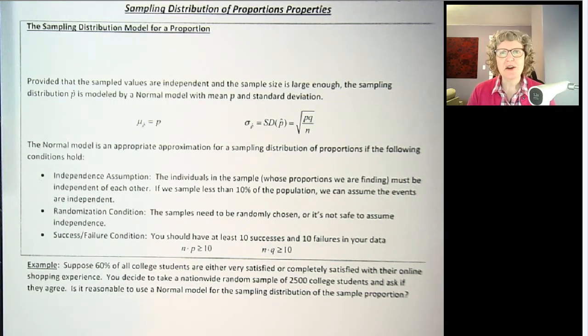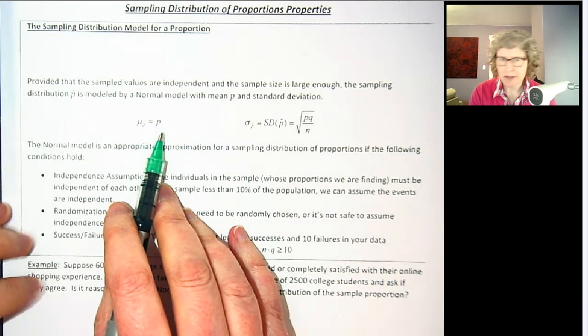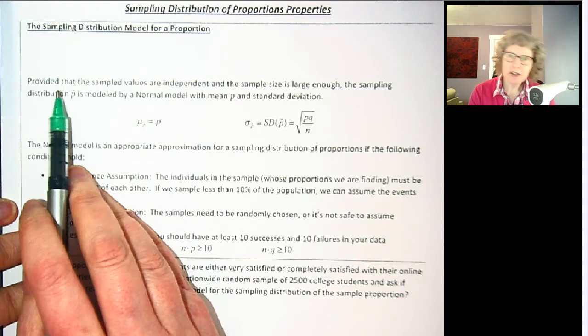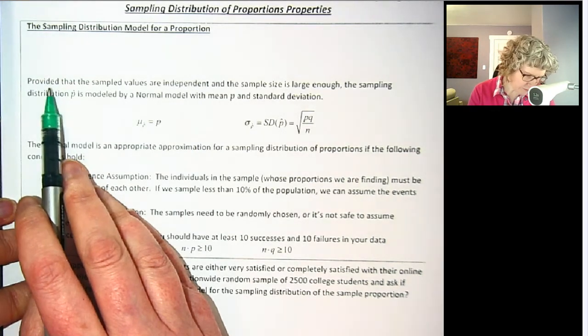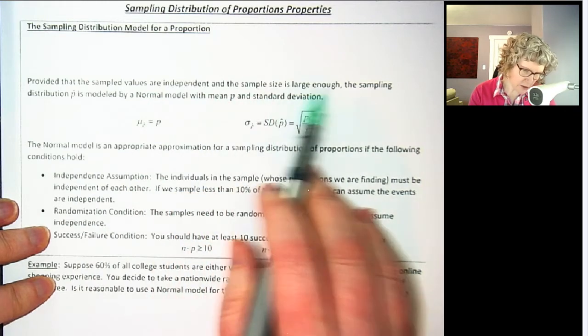Again, in this video we're going to look at the conditions and the formulas for the sampling distribution of a proportion and go through an example. Remember, we had a categorical yes-no question, so we're talking about a percentage this time instead of an average. Certain conditions need to be met again: the sampled values must be independent and the sample size large enough.